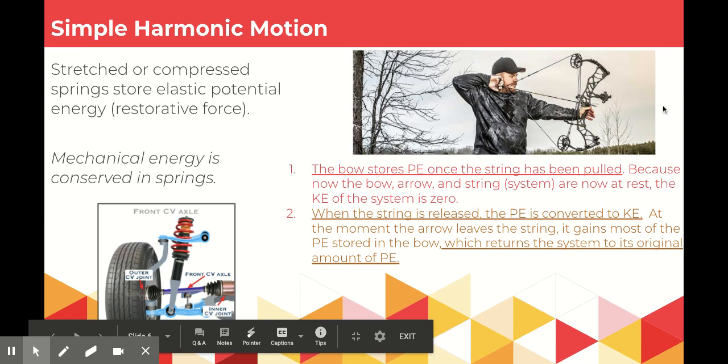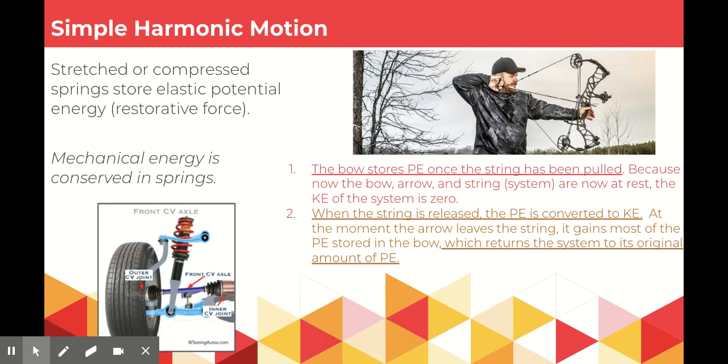Another example here would be a bow, like a compound bow. So, if you draw back the bow, it's going to store potential energy in this string, right? So if you think about it as a whole system, you've got the bow, the arrow, the string, all of the other pieces involved there.